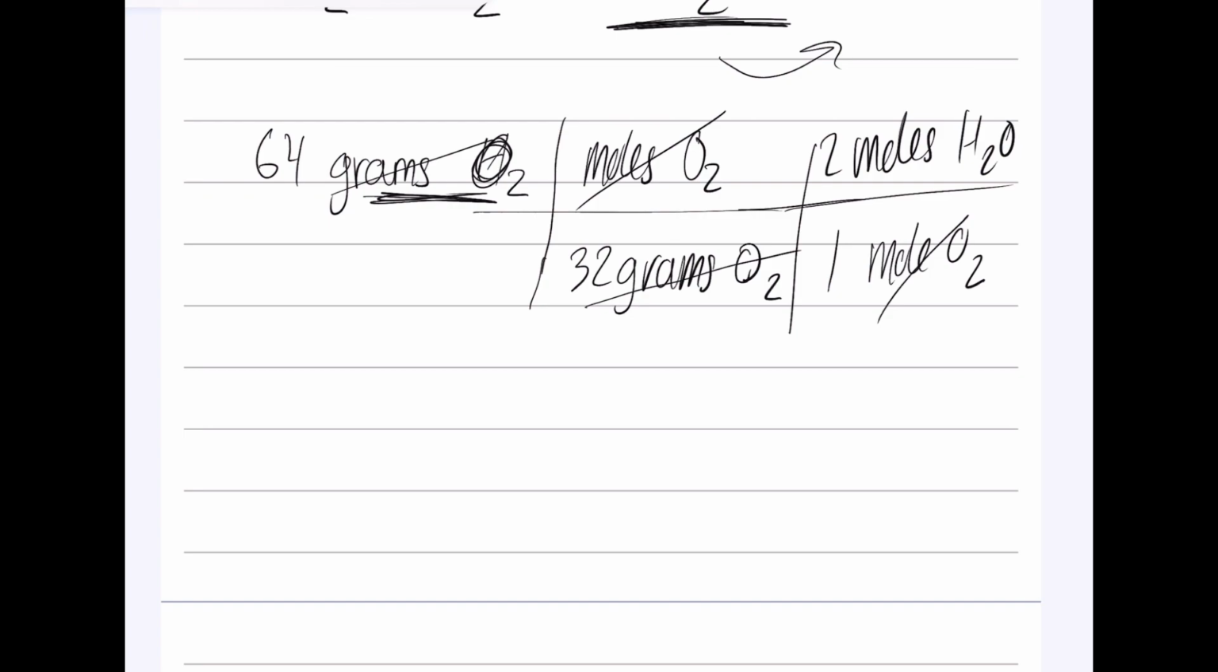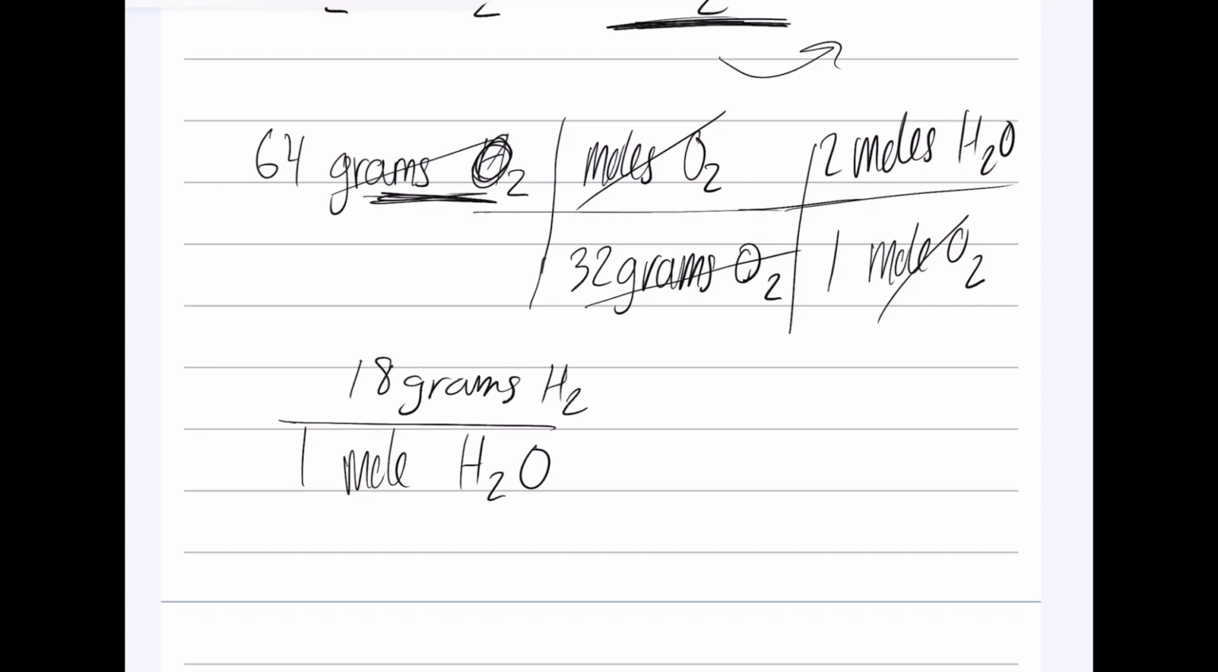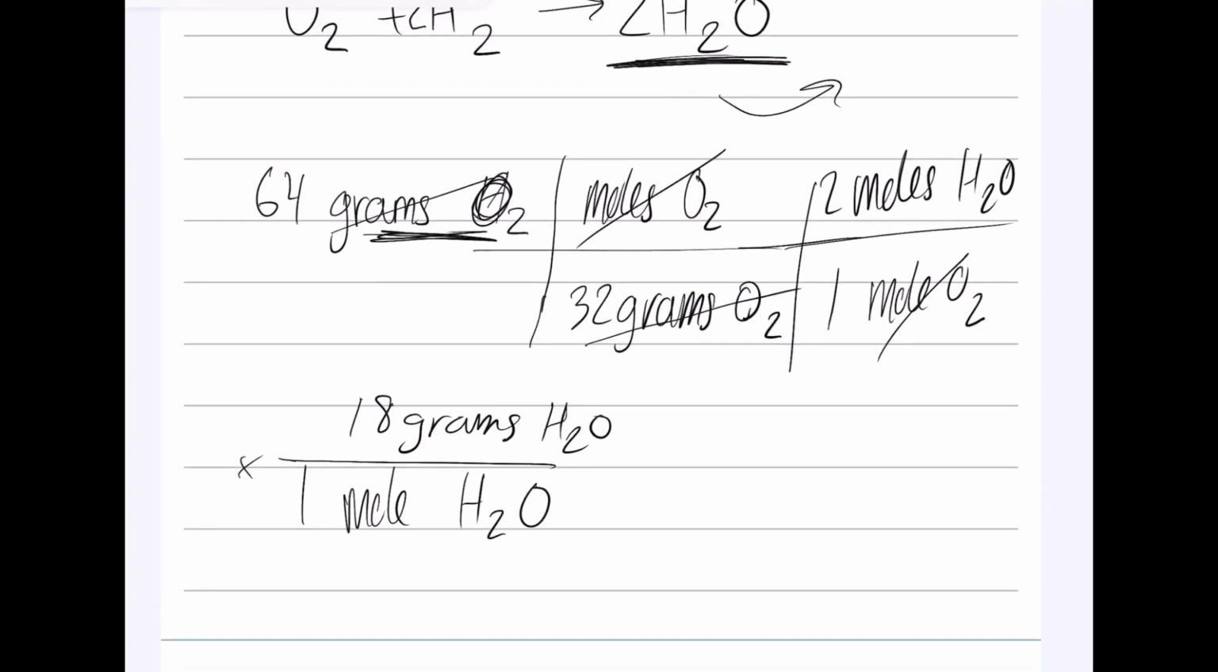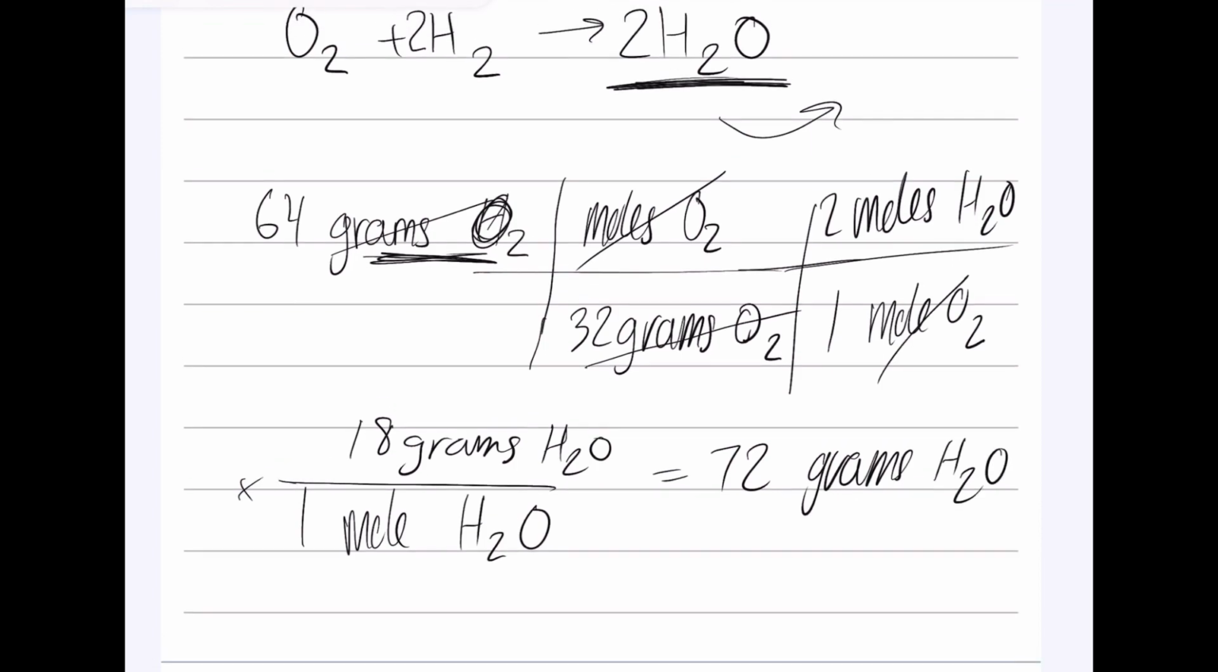And then 1 mole of H2O will be 18 grams of H2O. Right, this is continuing from here. So overall, we have 64 divided by 32, which is 2, times 2, which is 4, and then times 18, which is going to be 72 grams of H2O. Okay, thank you for watching.